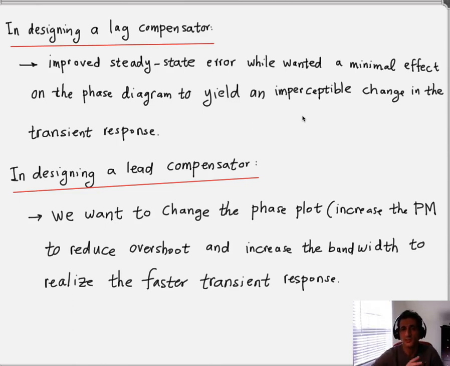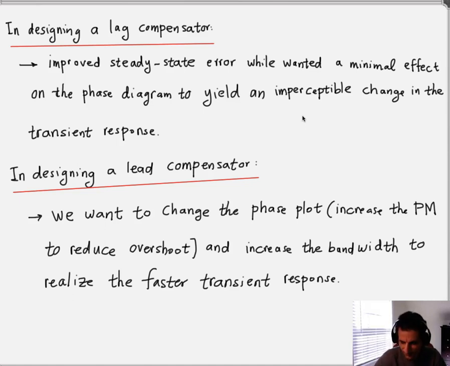But in the design of a lead compensator, we really want to change the phase plot, because we want to increase the phase margin in order to reduce the overshoot, and also increase the bandwidth. If you remember, increasing bandwidth means you're going to have faster convergence to your desired set point, and that means, for example, a lower settling time, and often that also translates into lower peak time and rise time.